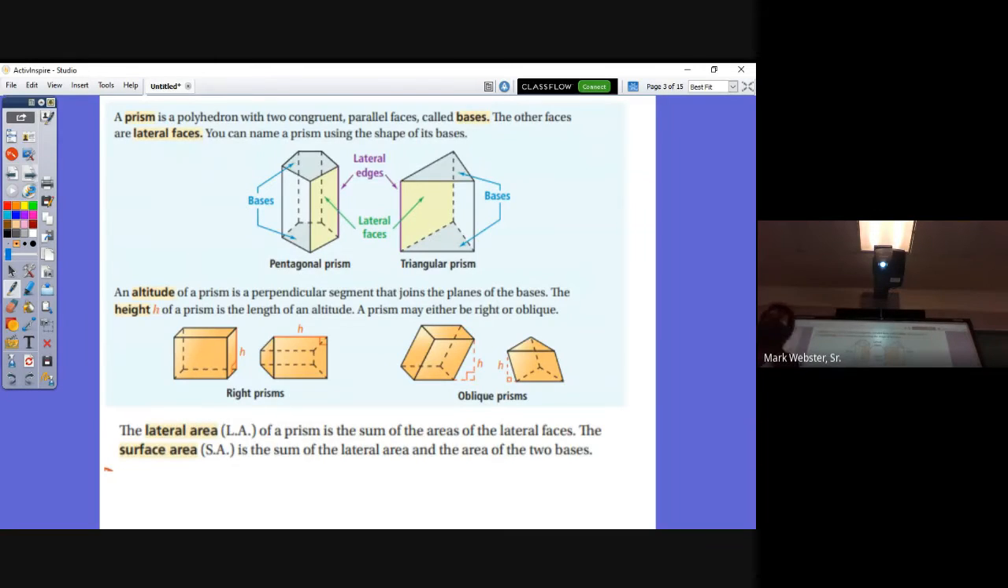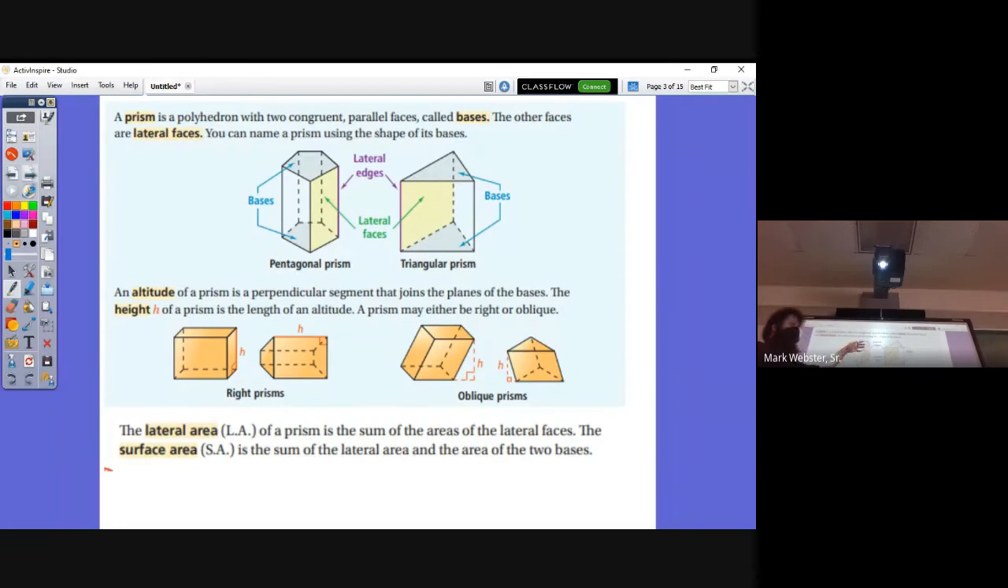Here's a little bit of a visual. All we got going on here is these are all different prisms, right? We've got here a prism with a base that's a pentagon, a pentagonal prism. Here, the base is a triangle, triangular prism. If you look over here, this one is on its side. Its base is a trapezoid, if you look at it, right?